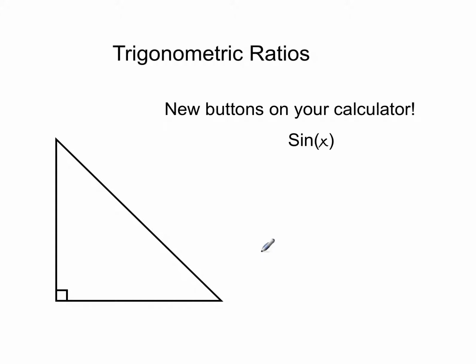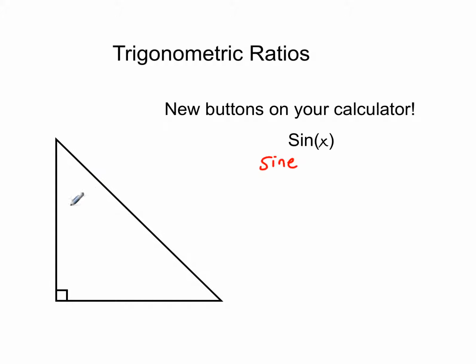Okay, look at your calculator. Somewhere on that calculator, there is a button that says SIN, and then maybe there's an X, or maybe there's another symbol, but SIN is the button. This is your sine button. The word is actually spelled with an E, but when we do it like this, we take away the E. So our sine is our first trigonometric ratio.